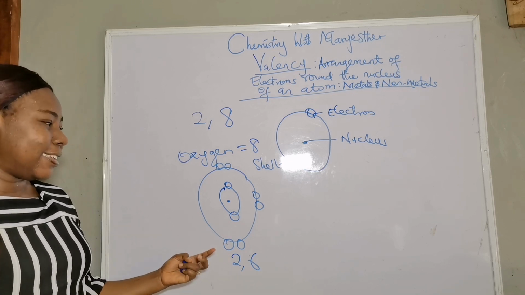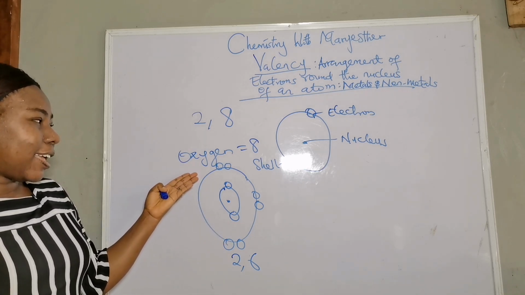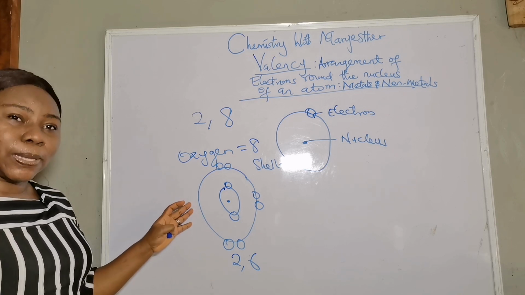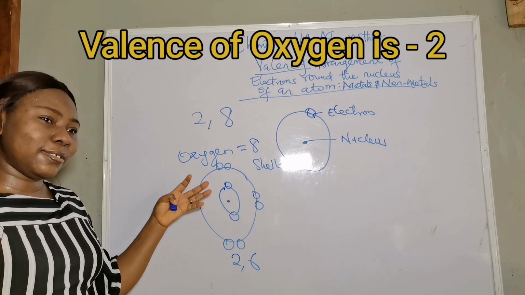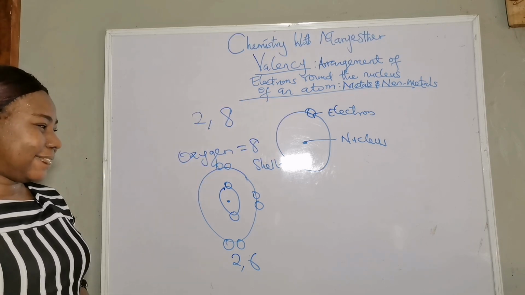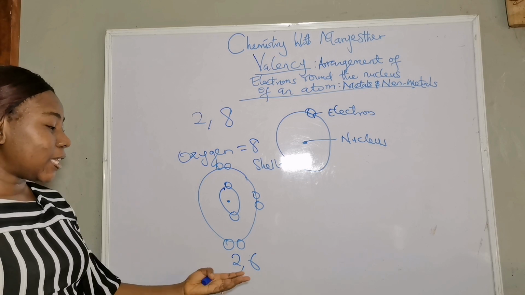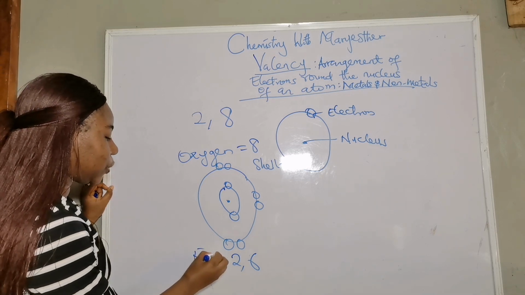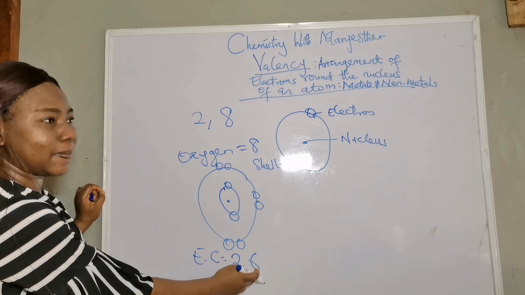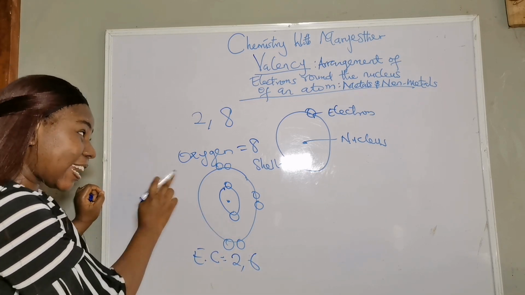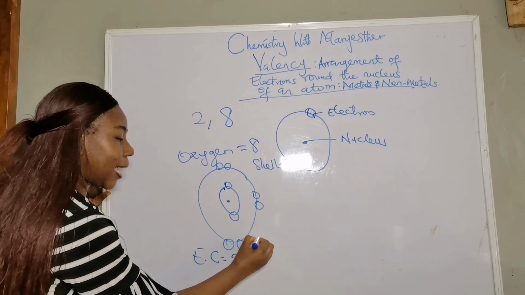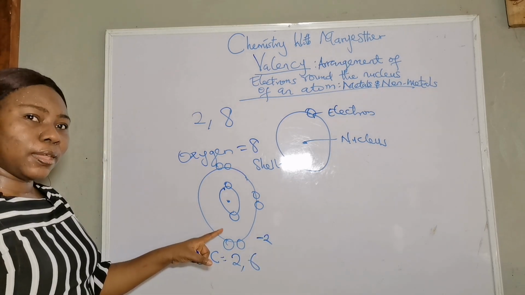Now the question is, will oxygen gain electrons to become stable, to complete itself, or will it lose? It will lead us to the topic of metals and non-metals. So this is the simple configuration of oxygen, 2, 6. And the valency of oxygen is going to be what? Minus 2. It is going to borrow.